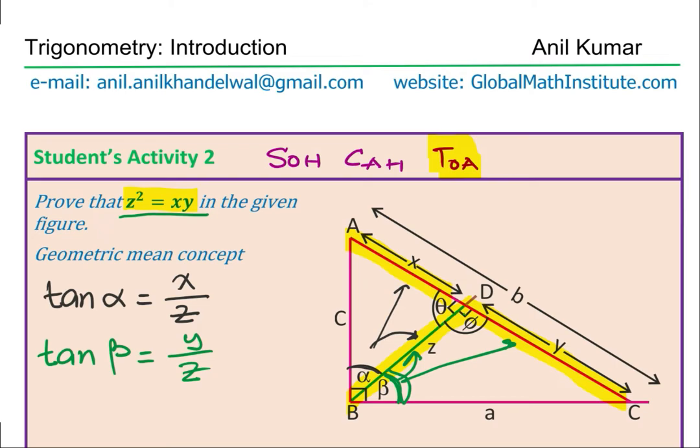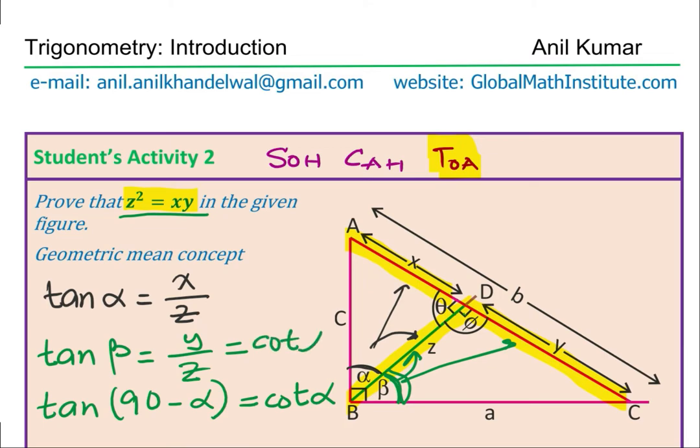Well, you can see from here that beta is 90 minus alpha, right? So tan beta is basically equal to tan of 90 minus alpha, correct? And from the cofunction identity, we know that is cotangent of alpha. Cot is the reciprocal of tan. You get the idea. So we have shown that y over z is actually cot of alpha.